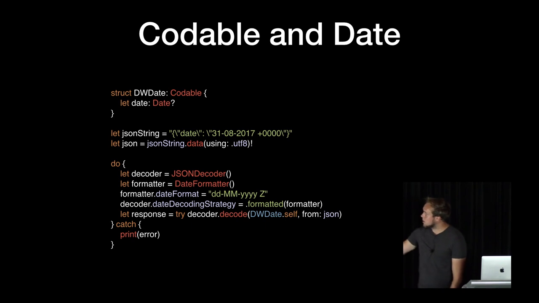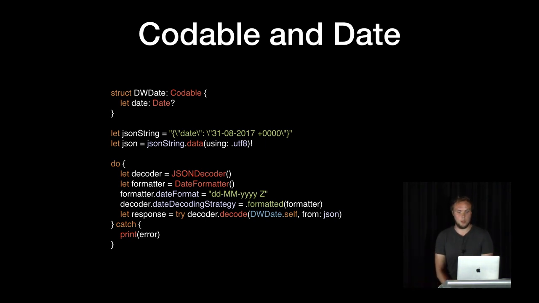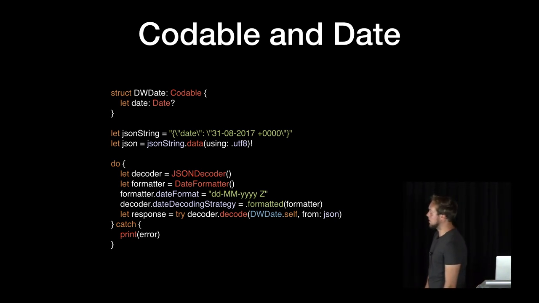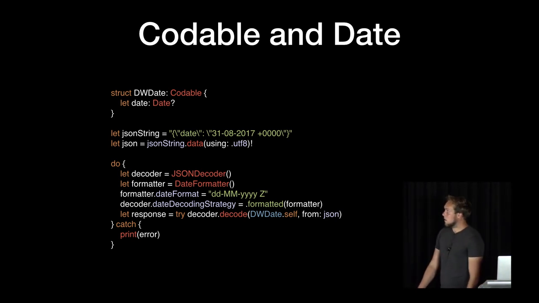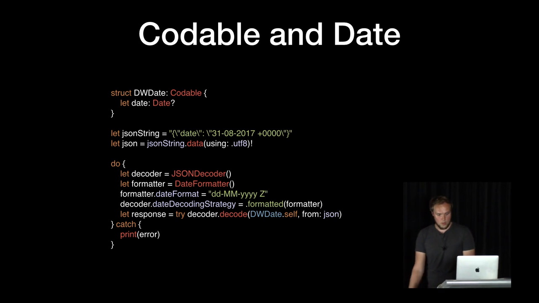And to tell it what to do, I can give it a custom date formatter. You can also use the default implementation, which should work for most cases. But if you don't have the option to use the default, just use a date formatter. And decode it, works, you have your DW date object, everything's fine. Now note that the date here is optional, so it can be nil.